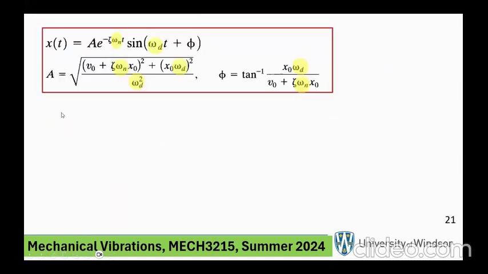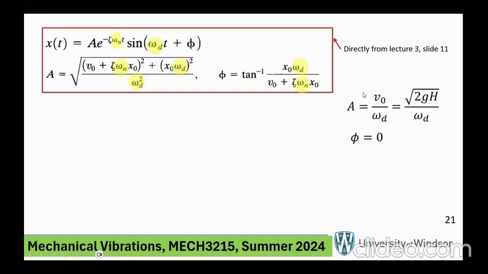So can we just plug it in? This is from slide 11 of lecture 3, the third lecture. So if you just plug in based on the information that we have, we know v naught, which is root of 2gh, plug it in, you get phi equal to 0. There's the solution.